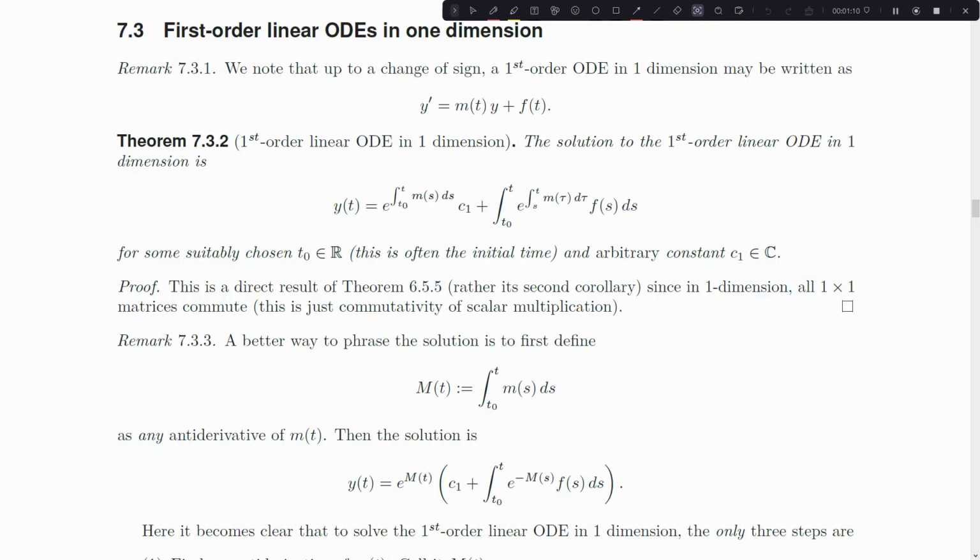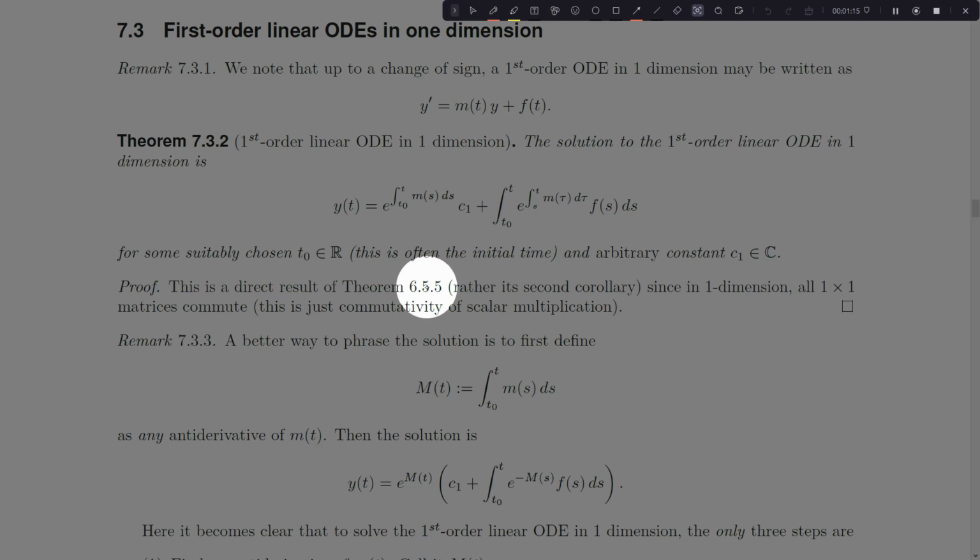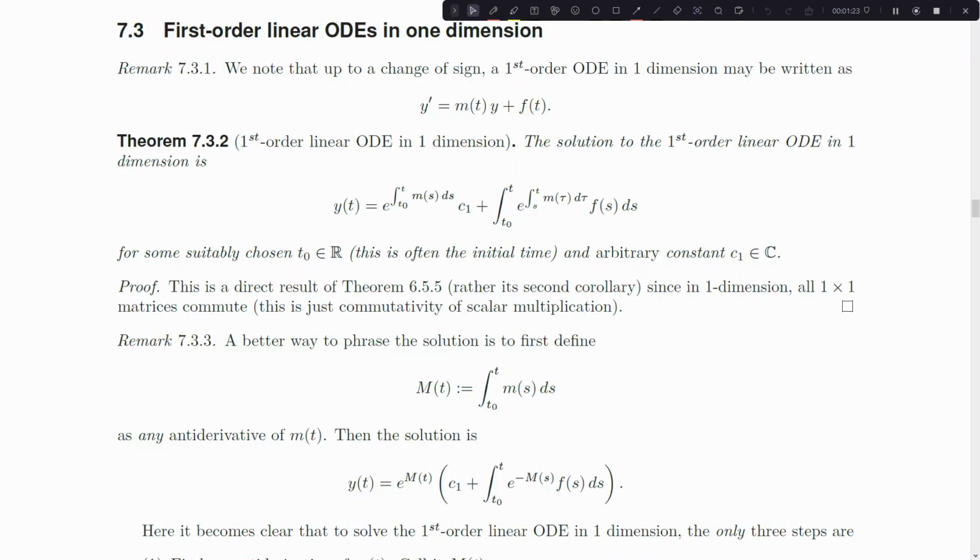So that's about it. You get it as a direct result from theorem 6.5.5, but we're just in one dimension. So, I mean, everything is a commutative matrix in one dimension. So that's really what's going on there.